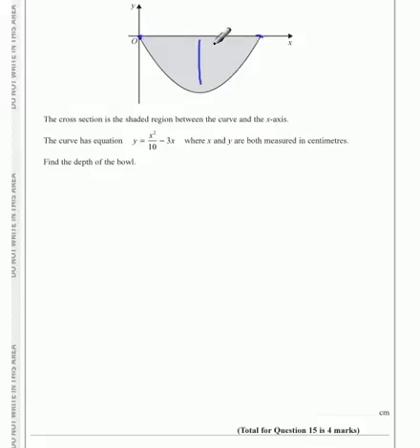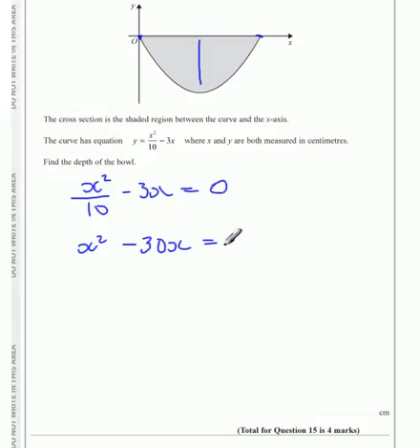So those two values are where this has a solution. So that means that y is equal to 0. So we can set x over 10 minus 3x equal to 0. And then we want to solve this. So we can start by getting rid of that 10, which will give us x squared. Times it by 10 means we have to do this 1 times by 10, 30x. And then 0 times 10 is still 0.